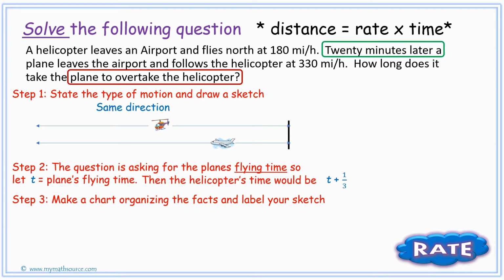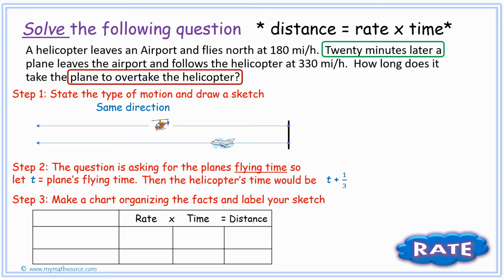Step 3, make a chart organizing the facts and labeling our sketch. Well, we make our table remembering to use our formula distance is equal to rate multiplied by the time. And we're going to do that with our helicopter and plane to find our distances. We know our motion, now we just need our distances. So we know our plane's flying time is represented by t, the helicopter, t plus a third. We know the rate of the helicopter, which is given as 118 miles per hour, and we also know the rate of the plane at 330 miles per hour. Now, in order to find the distance traveled relative to the time for the helicopter, we simply multiply the rate and the time to get 118 times the quantity t plus a third.